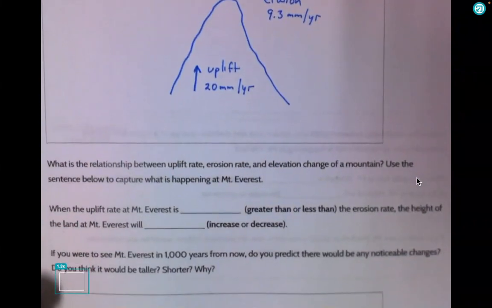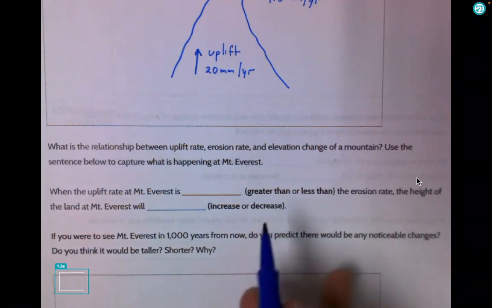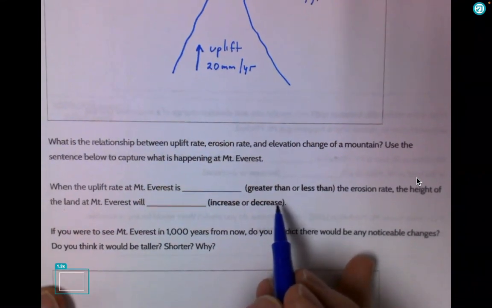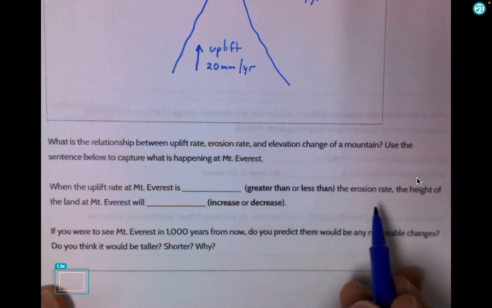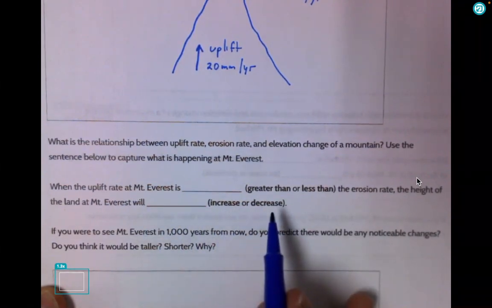We go down a little bit. There's a sentence here. It says, what's the relationship between uplift rate, erosion rate, and elevation change of a mountain? Use the sentence below to capture what is happening at Mount Everest. So it has, when the uplift rate at Mount Everest is blank, and we have 2 options here, greater than or less than. The erosion rate, the height of the land at Mount Everest will blank, and it's either increase or decrease.